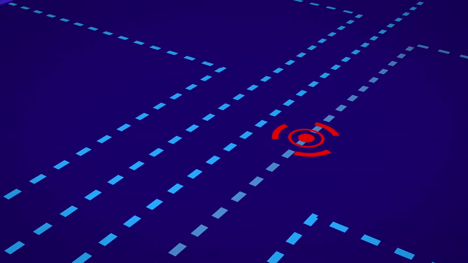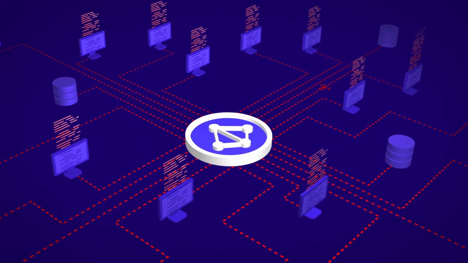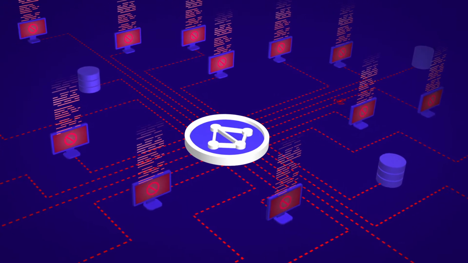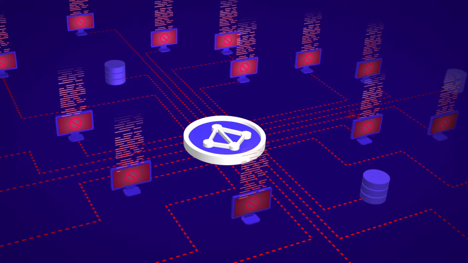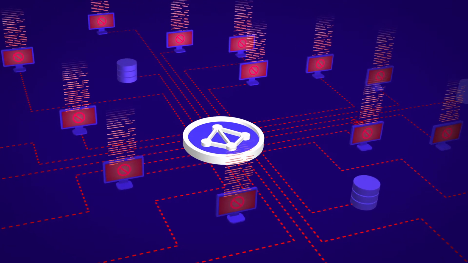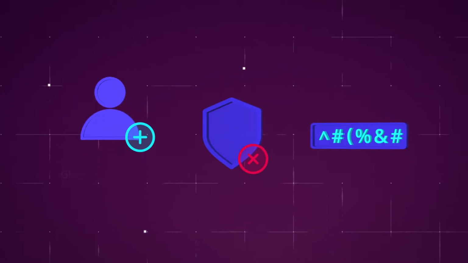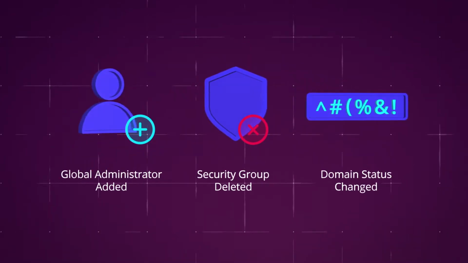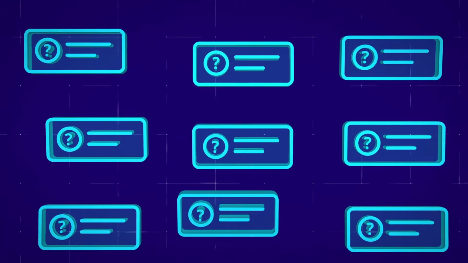But even a single unauthorized change to Azure AD configuration or security settings can allow the exfiltration of sensitive data or hamper business processes. If all you have is native logging, then auditing, investigations, and troubleshooting are all difficult and time-consuming tasks. So, how do you ensure you stay informed about security events, like the addition of a new global administrator, the deletion of a security group, or changes to domain status? And how do you deliver evidence of regulatory compliance when auditors show up?